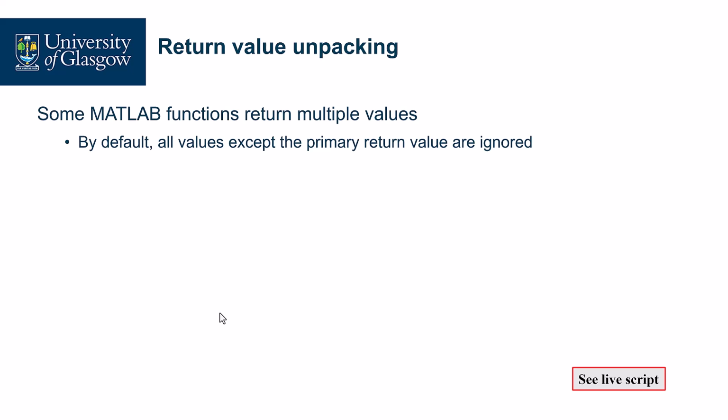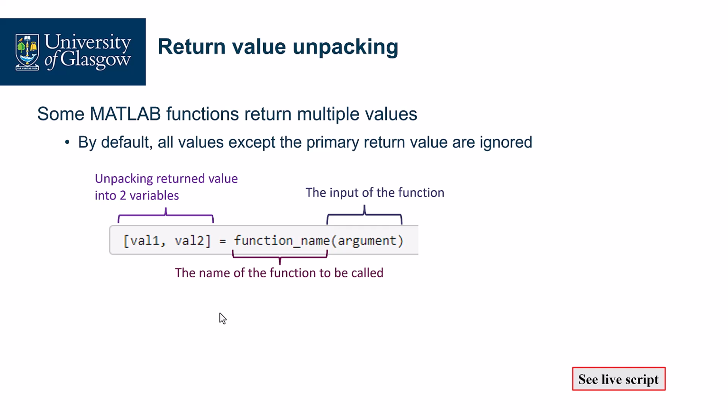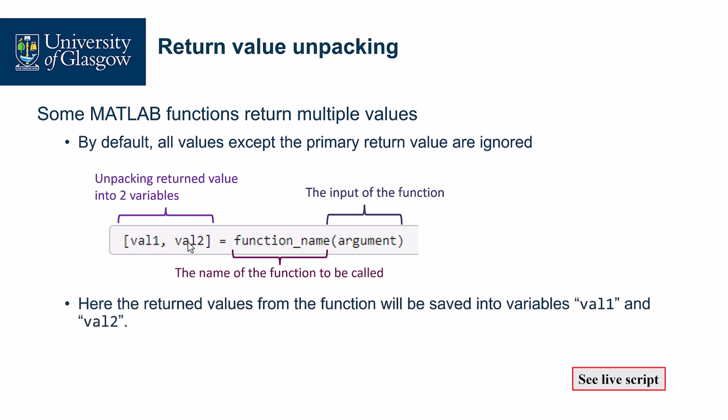If we want to see all of them, we should do it like this. Besides the function with a parenthesis, the output goes in square brackets. We put val1, val2, meaning two outputs separated by a comma. We call it unpacking returned variables into two variables. So in this way, there will be two outputs: one is val1, one is val2.